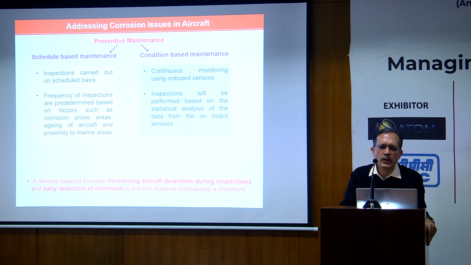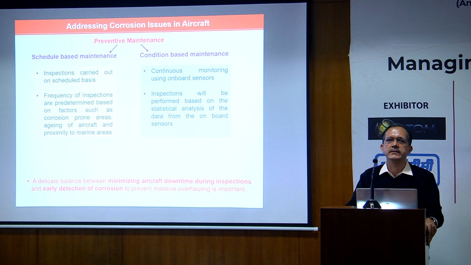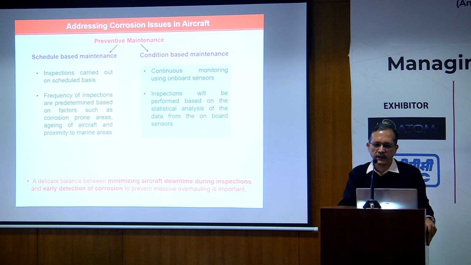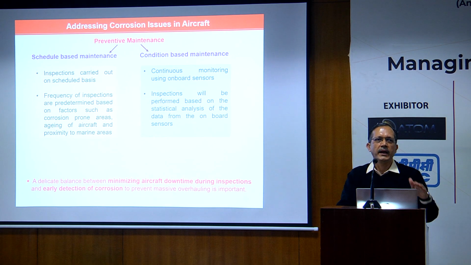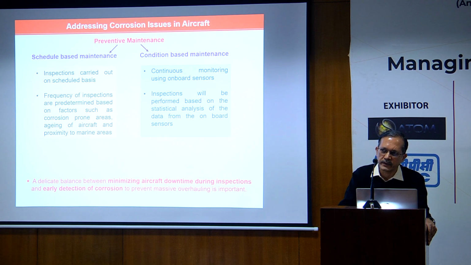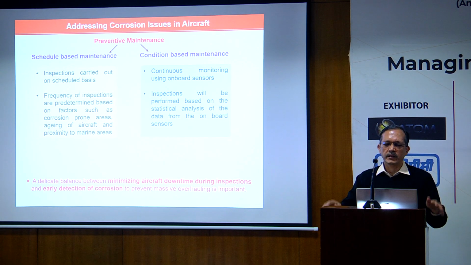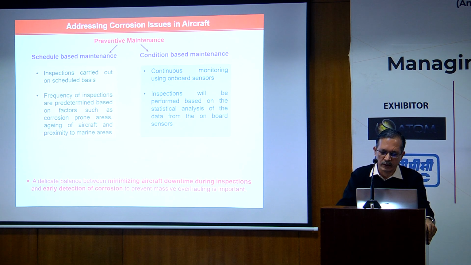Now, to address the corrosion in aircraft, generally in the morning it was also talked about preventive maintenance. There are two kinds of maintenance that take place in the aircraft industry. First is the schedule based maintenance, so the aircraft is inspected at a regular interval, and the frequency of the interval depends upon the exposure of the aircraft to either the marine environment or to other kinds of areas which are very prone to corrosion. And then the condition based maintenance, wherein the whole aircraft is monitored using onboard sensors.